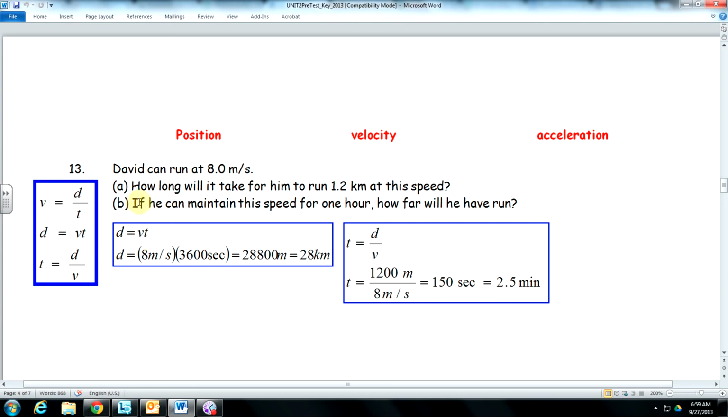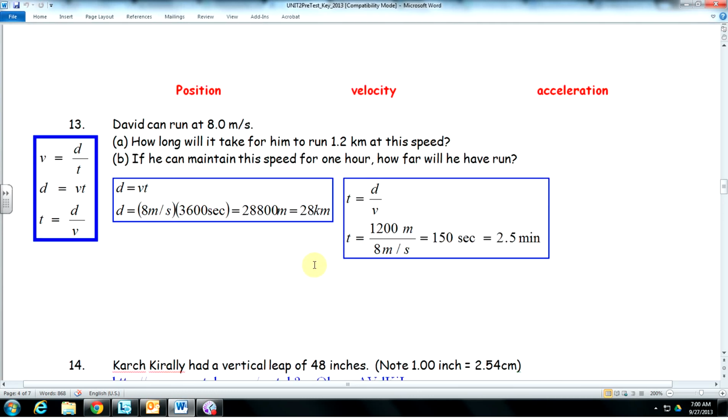Instead, if it asks if he can maintain the speed for 1 hour, which would be fairly impossible, 8 meters per second is very fast. How far will he have to run? And that ends up being 28 kilometers in 1 hour, which is amazingly fast. But in any case, we would take the 8 meters per second times the time, which is 3,600 seconds. Notice we have to get to seconds. So from 1 hour, we're going to go 60 times 60. And that gets us to the 28 kilometers, which would be a great run.